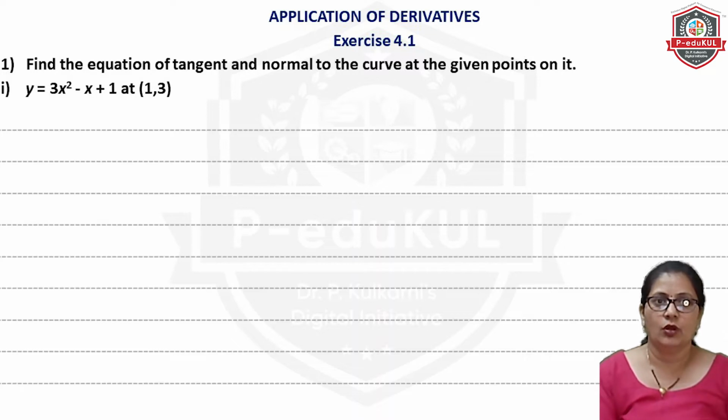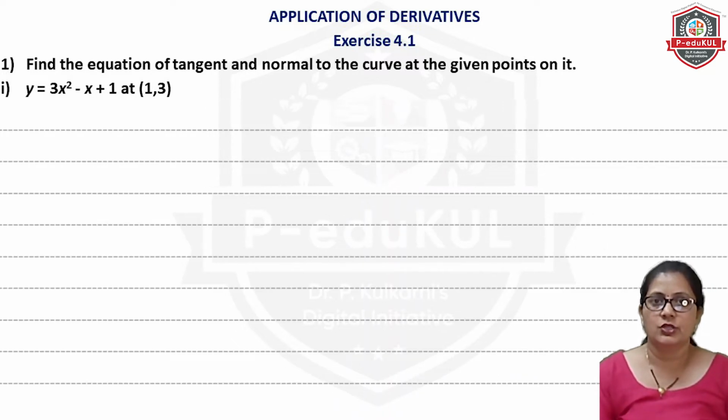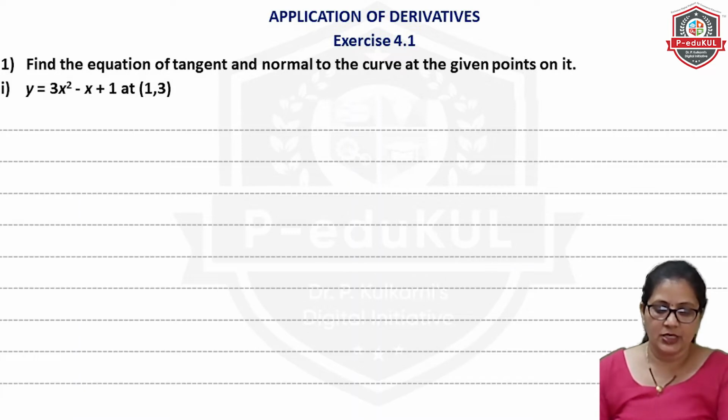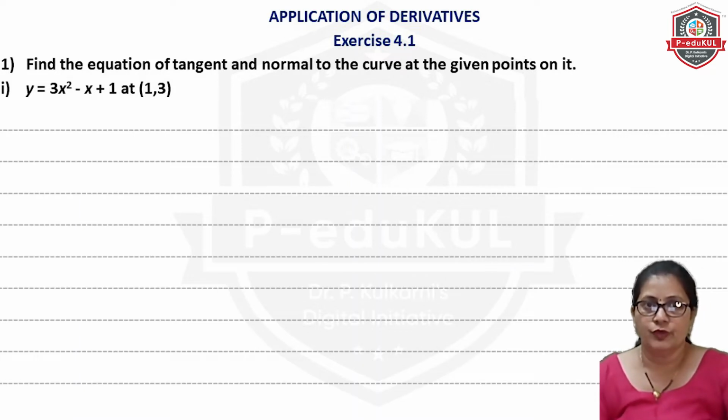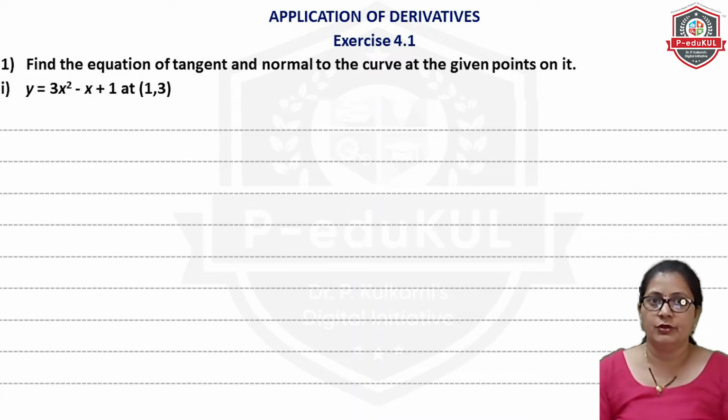Find the equation of tangent and normal to the curve at the given points on it, and the equation is given like this at 1 and 3. Means the point given is (1, 3). So first we will find the derivative, which will give us the slope of tangent. So let's write that.